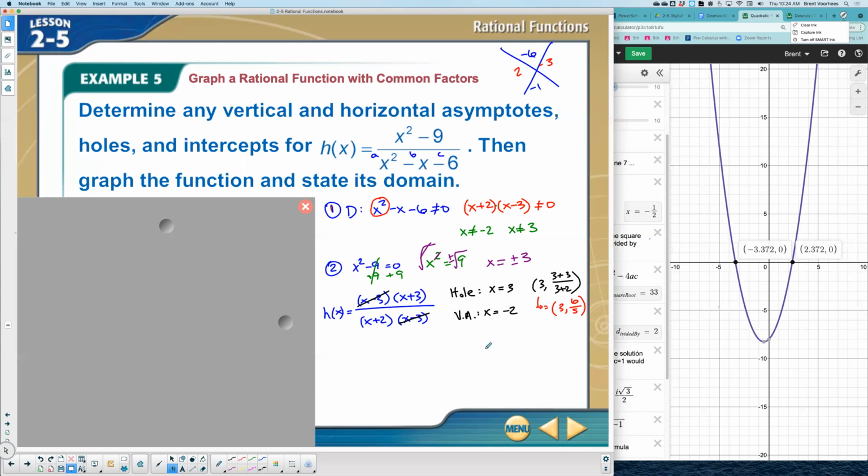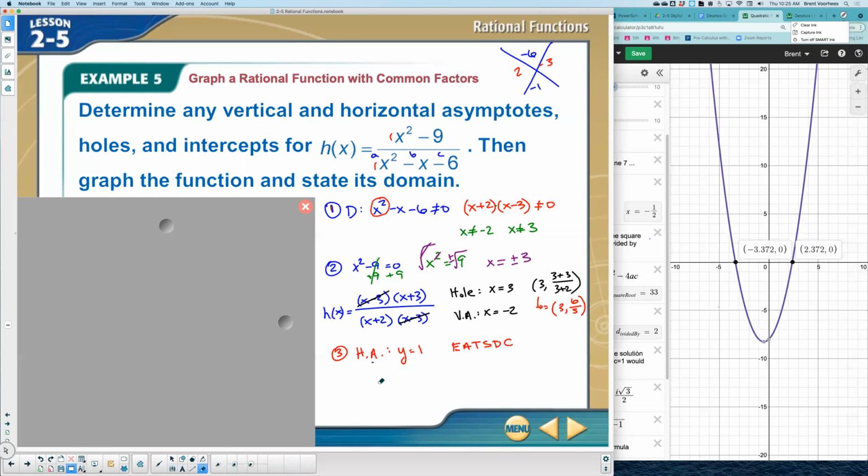All right, finally, step 3 is this: bigger on top, bigger on bottom, or are the exponents the same? Same. Exponents are the same. If the exponents are the same, how do you find your horizontal asymptote? You divide the coefficients. It will be y equals, what's 1 divided by 1? 1, because the exponents are the same.